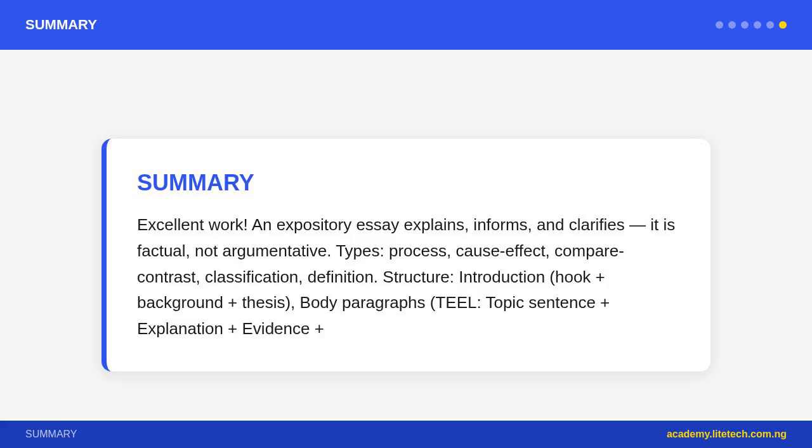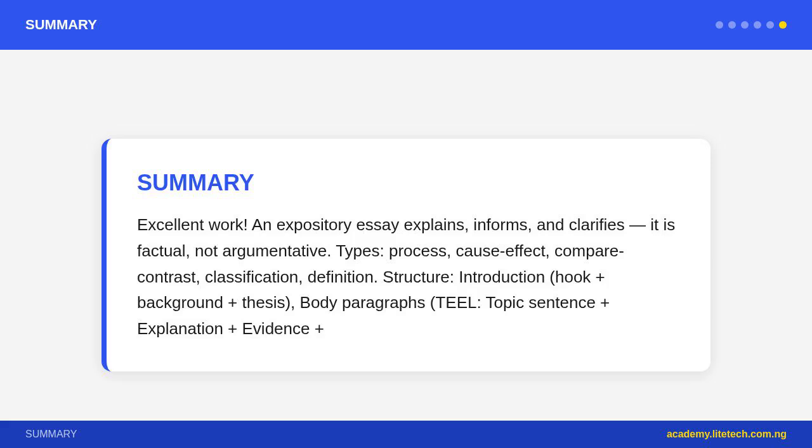Types: process, cause-effect, compare-contrast, classification, definition. Structure: introduction, hook plus background plus thesis; body paragraphs, topic sentence plus explanation plus evidence plus link; conclusion, restate thesis plus summarize plus closing thought. Key techniques: specific evidence, formal language, signal words, impersonal or third-person voice. Avoid arguing instead of explaining, vague generalizations, missing topic sentences, and new points in the conclusion.